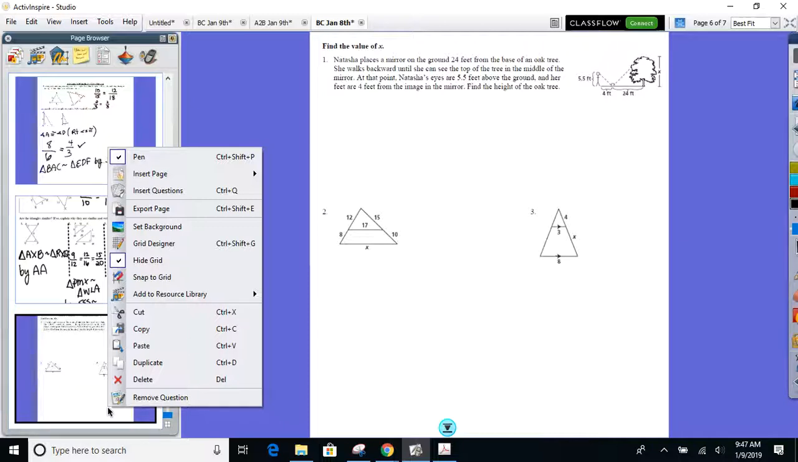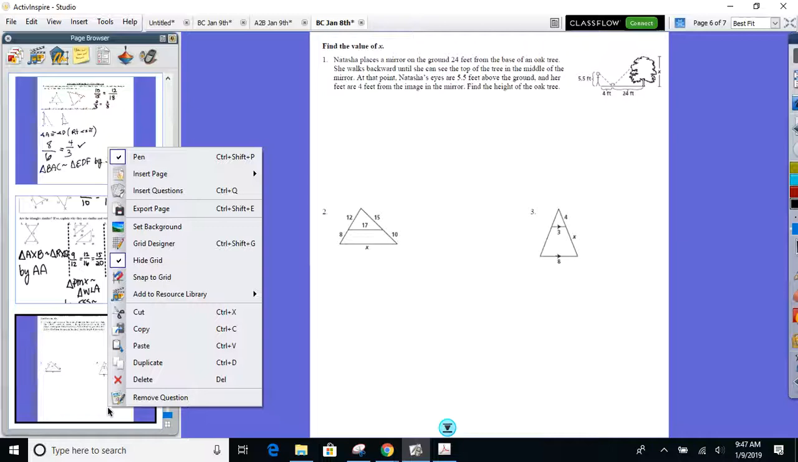She's going to walk backwards from that mirror so she can see the top of the tree in the middle of that mirror. At that point, Natasha's eyes are 5.5 feet above the ground, and her feet are, what's that say on yours, 4 feet? 4 feet from the image of the mirror. Can you help Natasha find the height of the oak tree? All right, help her find the height of the oak tree.